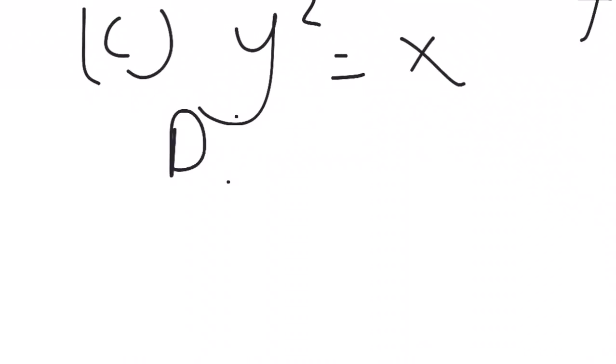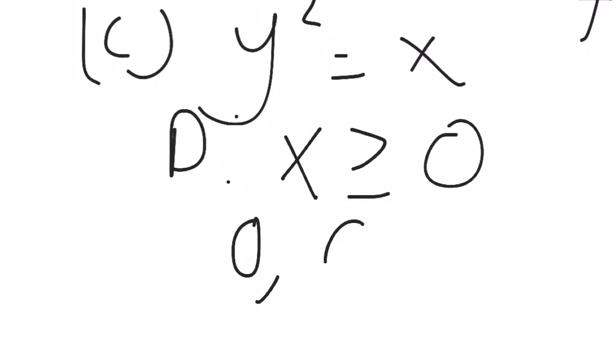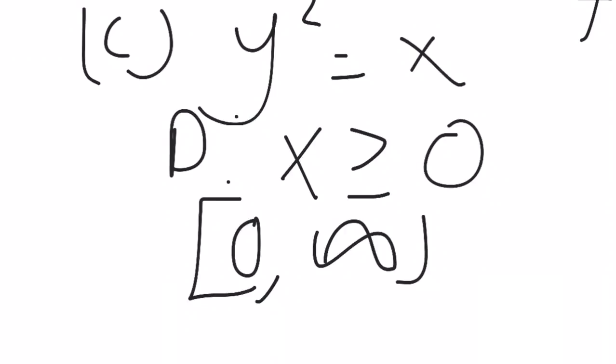And the domain, if you notice, we're squaring the y's to get the x, so the domain would just be any non-negative number, meaning x must be greater than or equal to 0, or from 0 to infinity. Since it can be equal to 0, we have brackets around the 0.